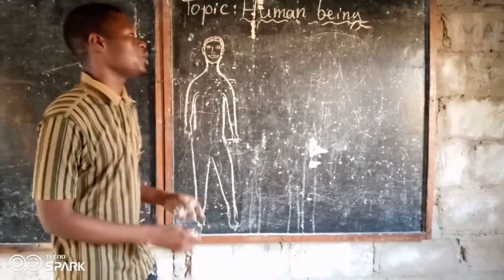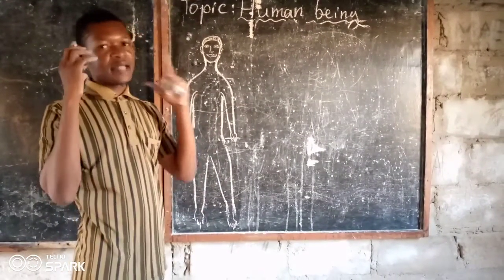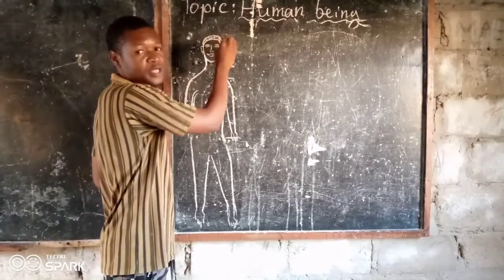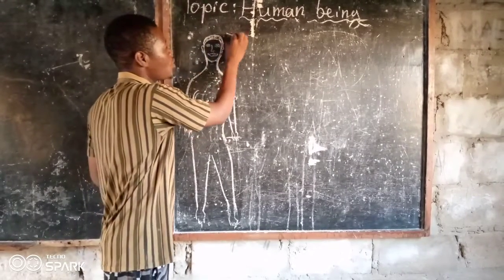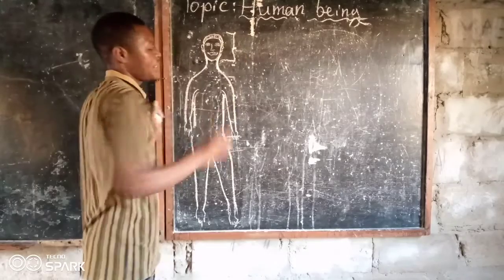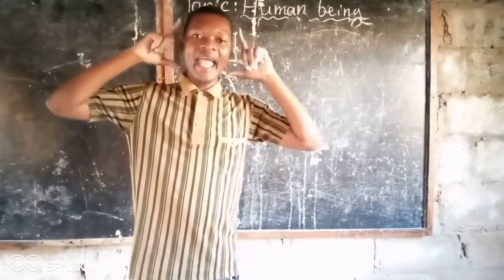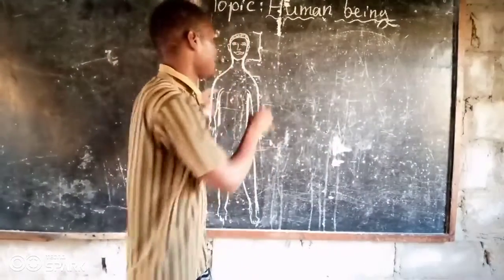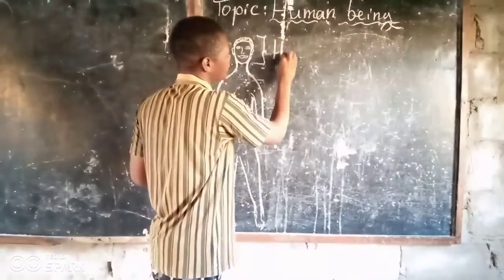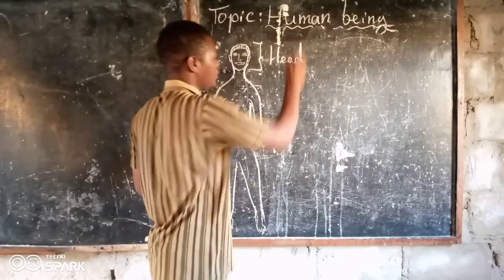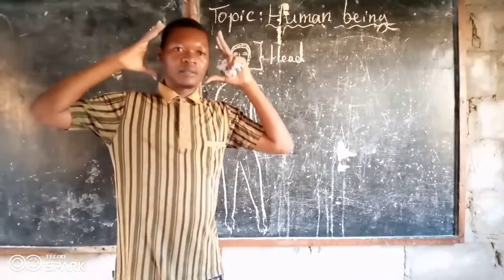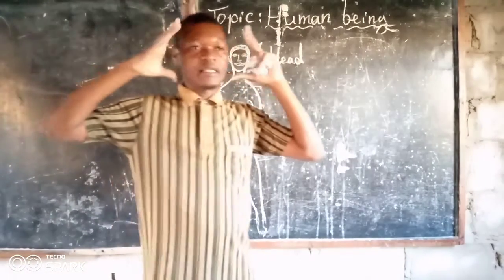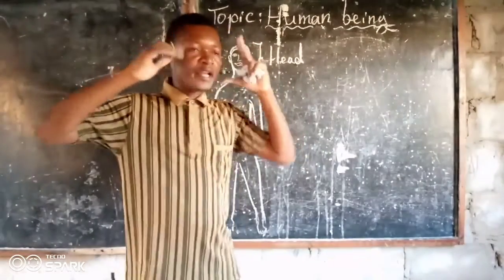First we're going to talk about the head. It is the first part of the human being. We call this a head, right? This one we call a head. Okay, this is head. Among the head we find many things.